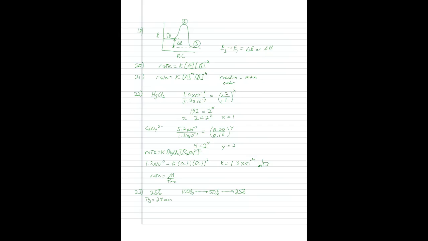So anyway, let's convert this to seconds, and so our half-life becomes 1440 seconds. Okay, so now we have our half-life in seconds. We know that the half-life is equal to the natural log of 2 over K. I can solve that for K, and I get K is equal to natural log of 2 over my half-life, and so K is equal to natural log of 2 over 1440 seconds. And when you plug that in, you get 4.8 times 10 to the minus 4 inverse seconds.